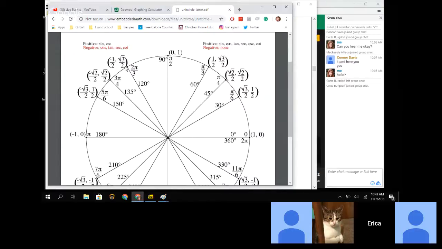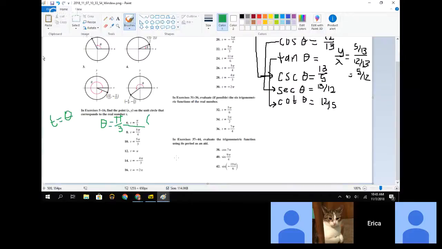Okay. So number 14, the coordinates would be at negative 1/2 and then square root of 3 over 2. So I personally think that's the easiest way to do it. Look at where the positive theta is and then flip it around.